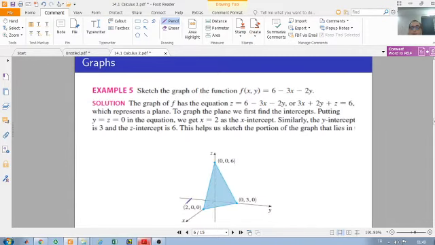So sketch the graph of the function f of xy defined as 6 minus 3x minus 2y. And let's also find the value of f at the point minus 1, 2, for example, to understand functions of two variables very well. We write minus 1 for x. Minus 1 corresponds to the first variable, 2 corresponds to the second one. So when we write minus 1, we get plus 3, and 6 plus 3 becomes 9. 9 minus 2 times 2, 4. 9 minus 4 is equal to 5.